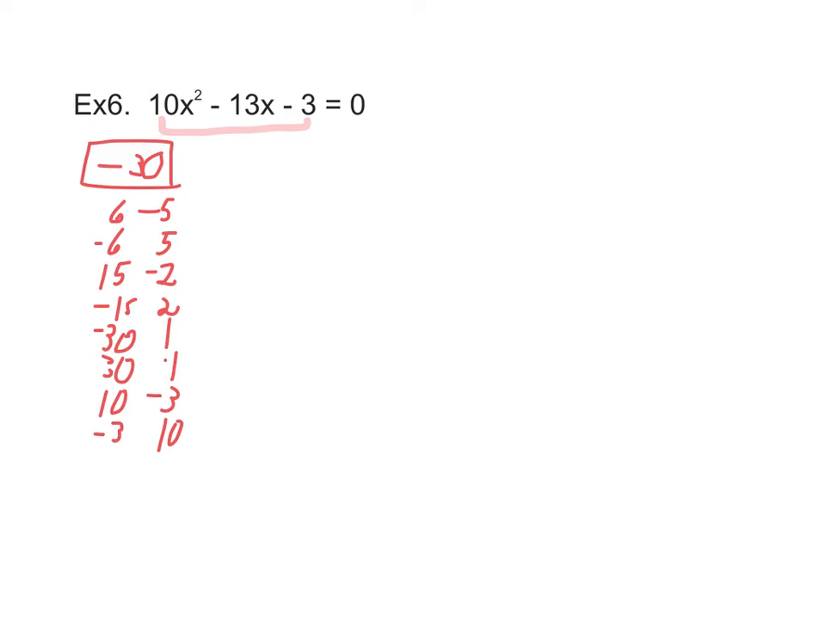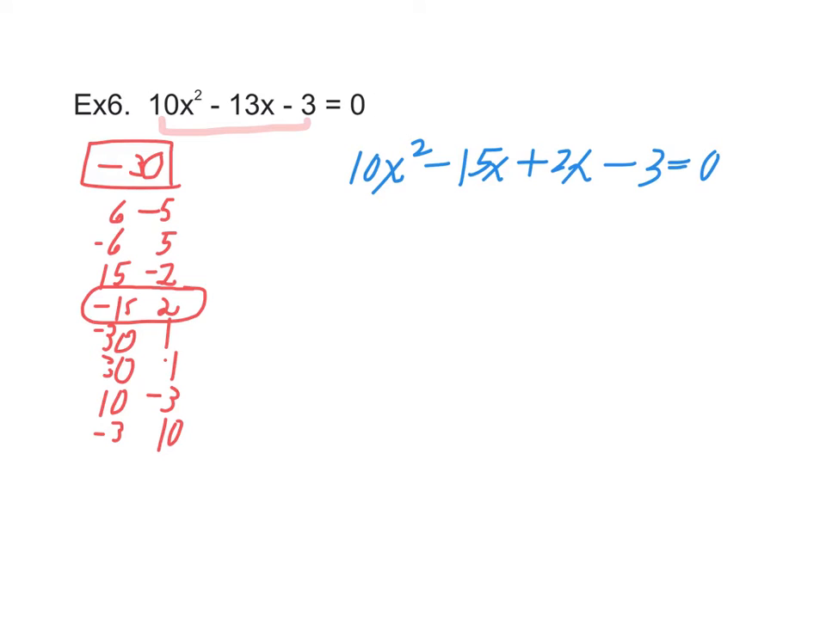As we examine all these different possibilities, we find it right here. -15 and 2 will give me that -13 in the middle. So what we did was we went ahead and we wrote the problem, but instead of writing -13, I wrote it as -15x plus 2x. It was a very special way to write this problem. So the inner two parts here actually total -13. We haven't changed it, just written it in a special way.